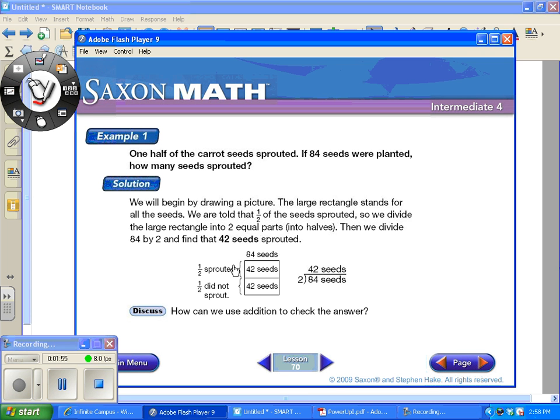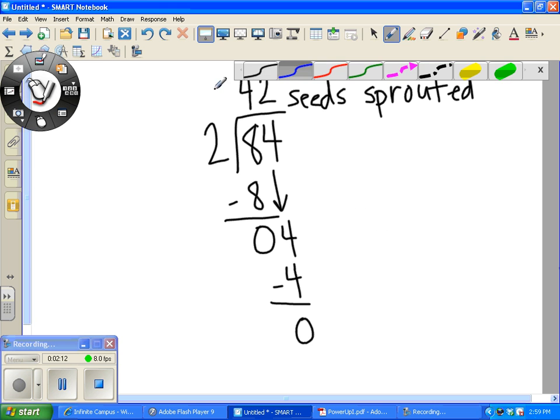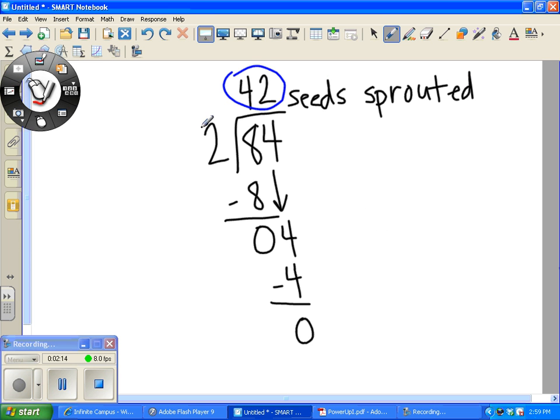And they did a pictorial representation too. You can see if we put 42 seeds on this side, 42 on the other, that's the same as 1/2 if you're talking about one group of those. A way that you can check your answer is to take what's on the top times what's on the outside and get the product of those two numbers. That means we multiply them.